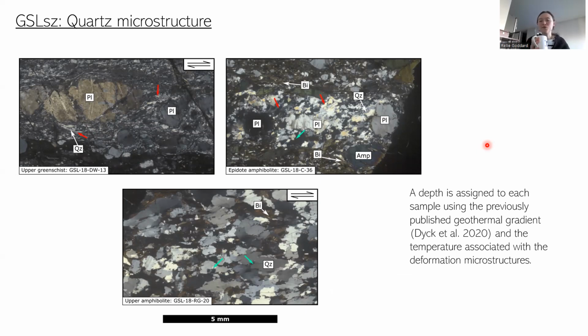The first is where we couldn't do PT measurements very specifically. We used the quartz microstructures that were present in the rock. So these don't give us an absolute temperature, but they give us a temperature range.